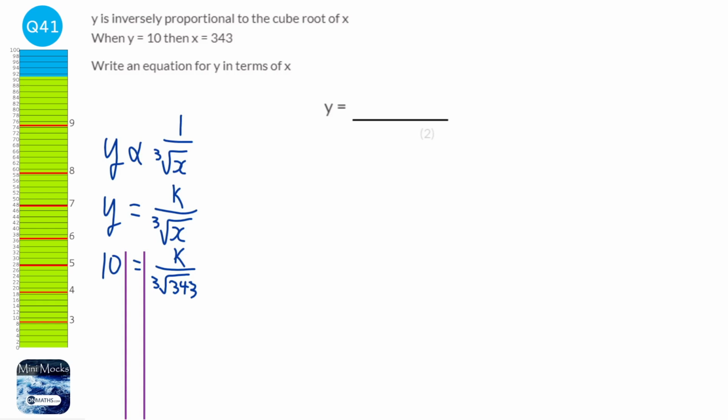Now the cube root of 343 is 7. So it's a lot easier, we're just going to times both sides by 7. So k equals 70, and we're just going to rewrite this, but instead of k, we're just going to write 70. So y equals 70 over the cube root of x.